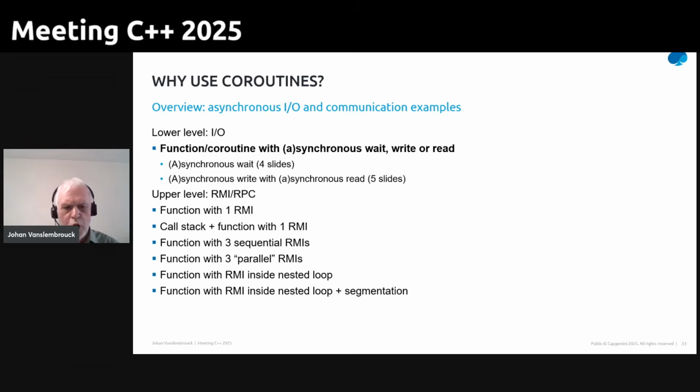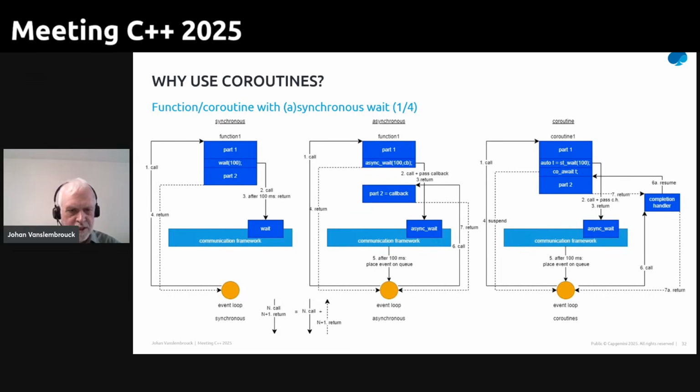Low-level input-output with waits, write and read. Something we will see in, let's say, Boost ASIO, where you have the Boost input-output with write, read, open, close. These are things you have to think about. And here I have a wait, which can be synchronous or asynchronous. A wait that's synchronous is often called a sleep.